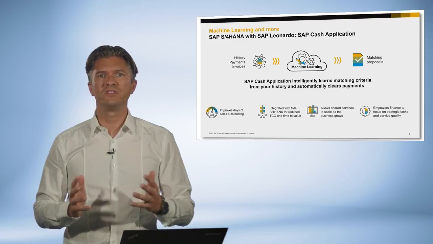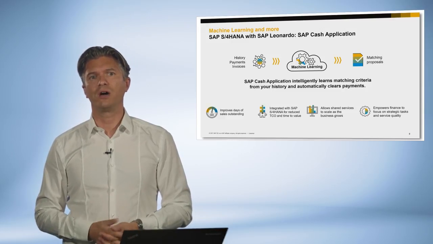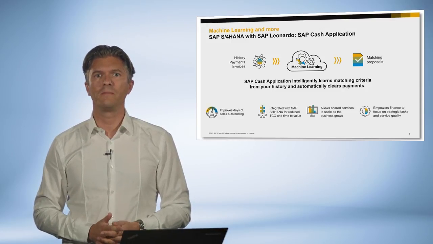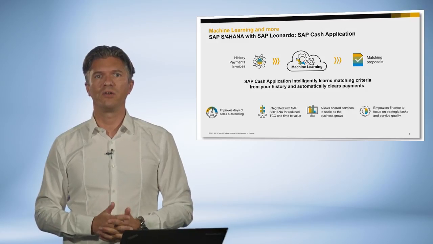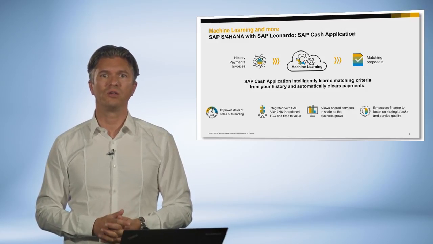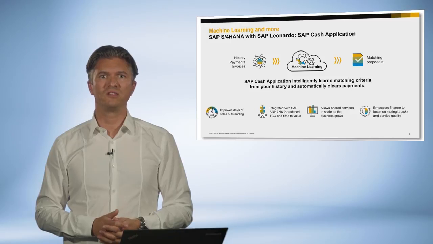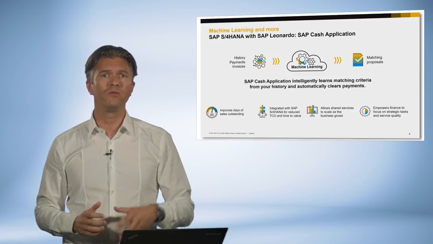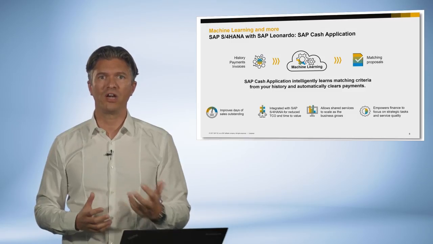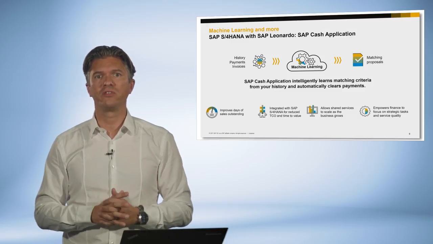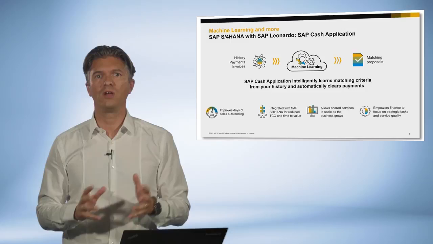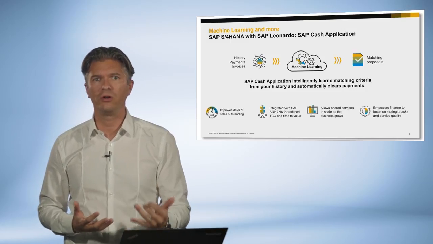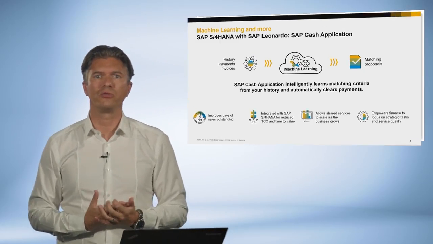At Sapphire Now 2017, SAP announced Leonardo, the digital innovation system, coming with capabilities like machine learning, blockchain, and IoT. Needless to say, SAP S/4HANA will leverage those capabilities in a substantial way. Let me give you one concrete example: SAP Cash Application, which is a cloud service that integrates with S/4HANA and utilizes SAP Leonardo machine learning to automate the invoice matching processes.